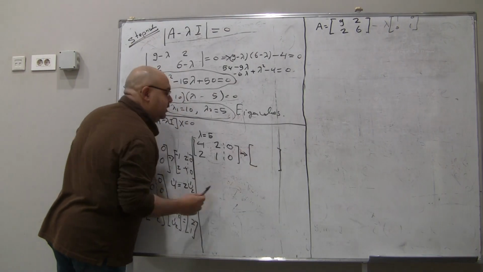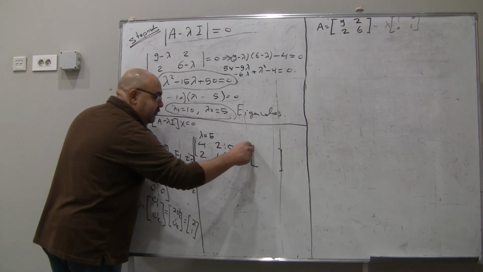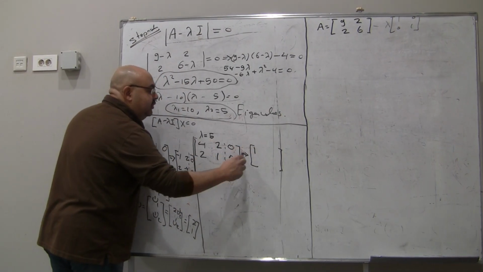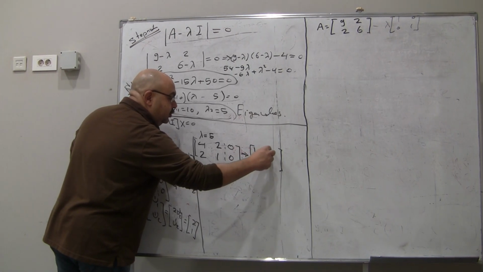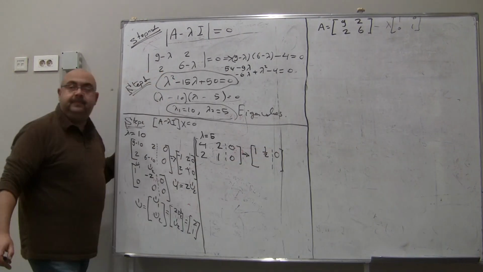That's the new matrix. 4 divided by 4 is going to be 1. 2 divided by 4 is going to be 1 over 2. Then the result is 0.